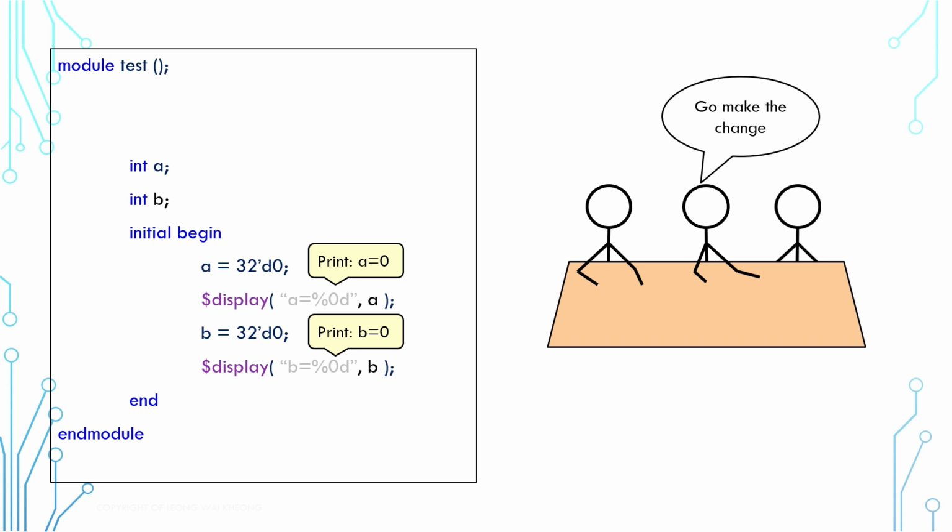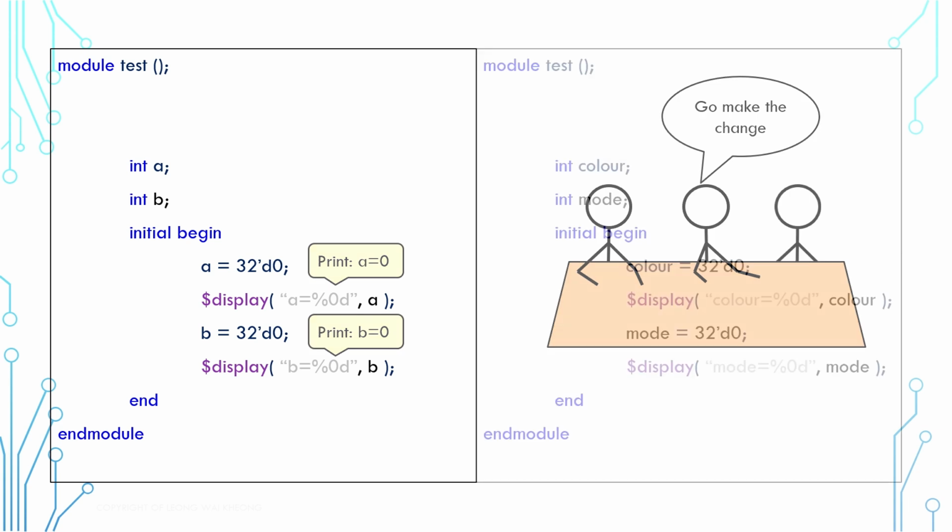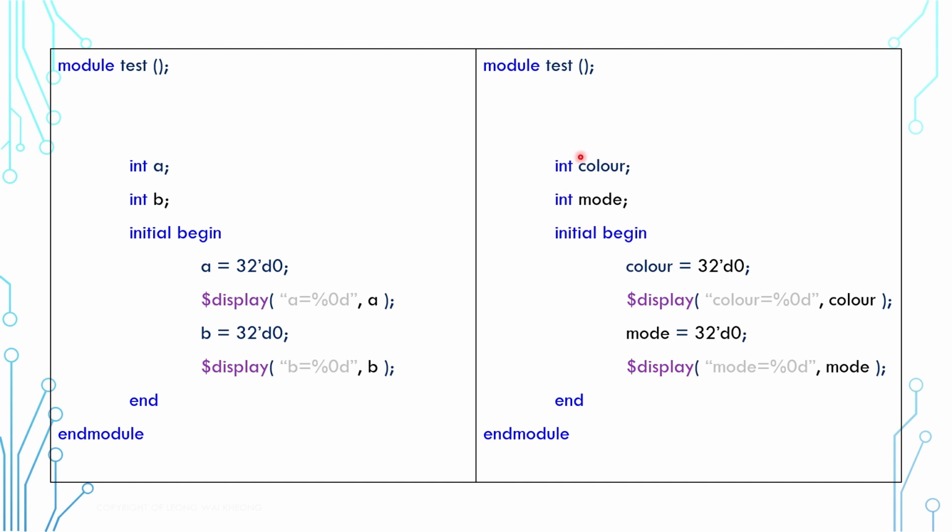A better code would have been like this. The two variables are named color and mode. At least now you can map the code to the discussion. But still, there is another problem. What is color value 0 and what is mode value 0?